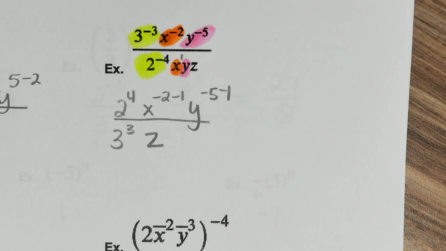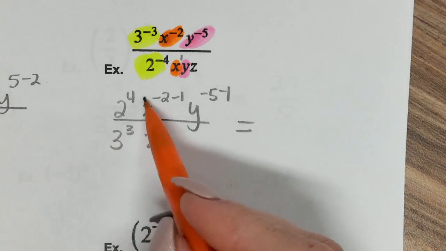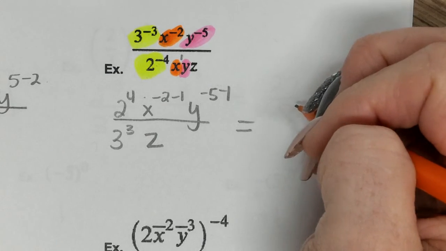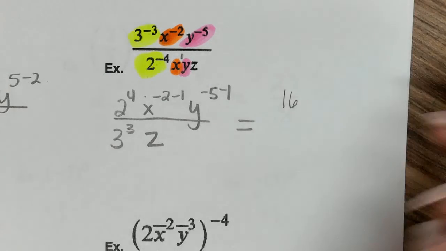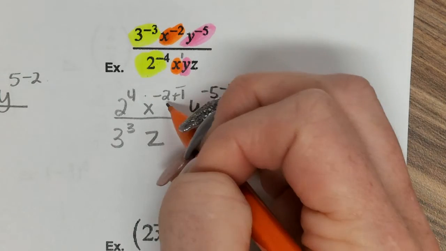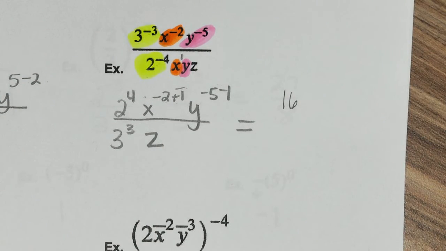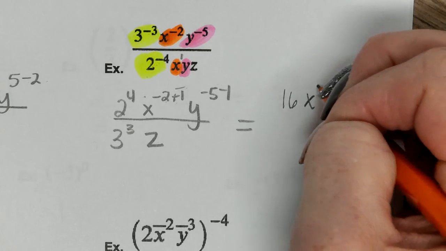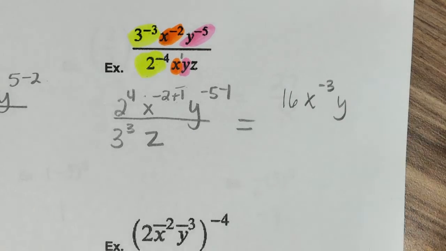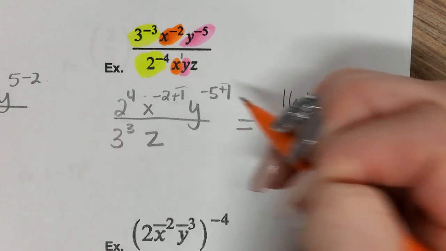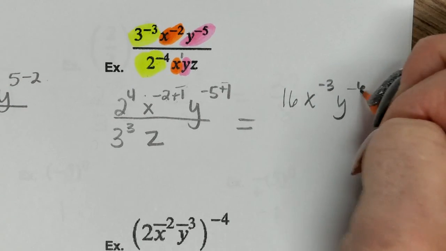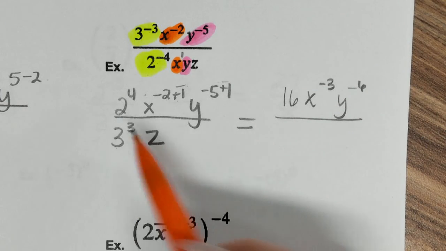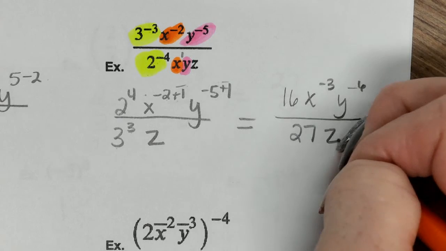Okay, now I'm just going to simplify what I just did. What is 2 to the 4th? 16. 2 times 2 times 2 times 2 is 16. And then I'm going to keep change. What is negative 2 plus negative 1? Negative 3. Okay. And then I have, what's negative 5 plus negative 1? Negative 6. Okay, what is 3 to the 3rd power? 27. And then z.